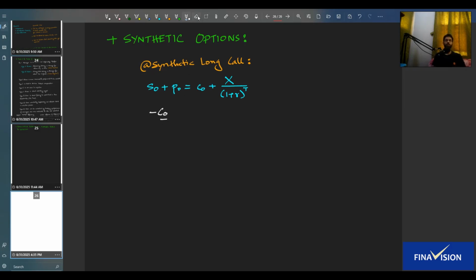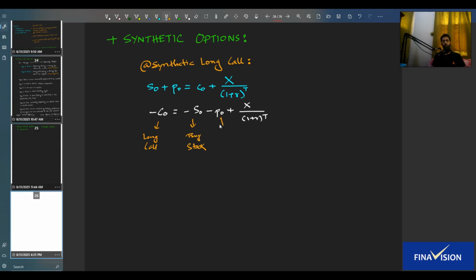So minus C0, the value of this according to this equation, is equal to minus S0 minus P0 plus present value of the strike, right? So this is a long call, and to create it synthetically, according to this equation, we need to buy the stock because there is a minus S0 here, which means cash outflow.